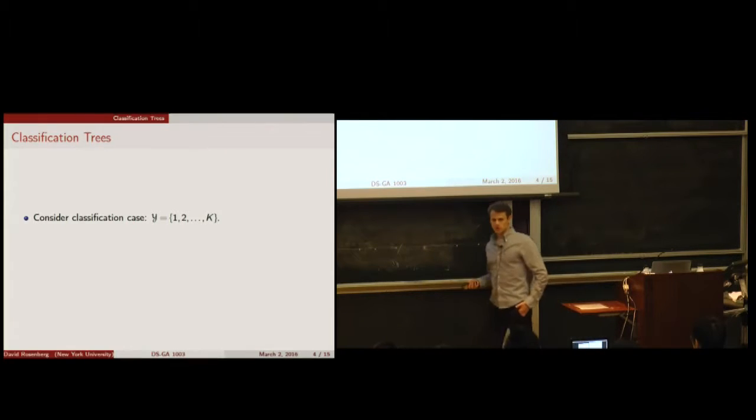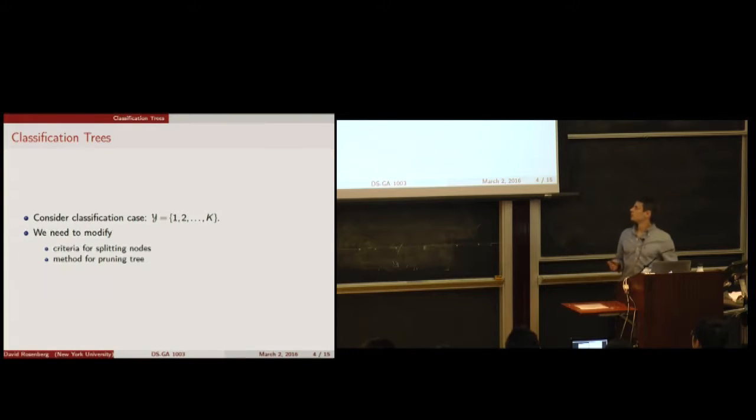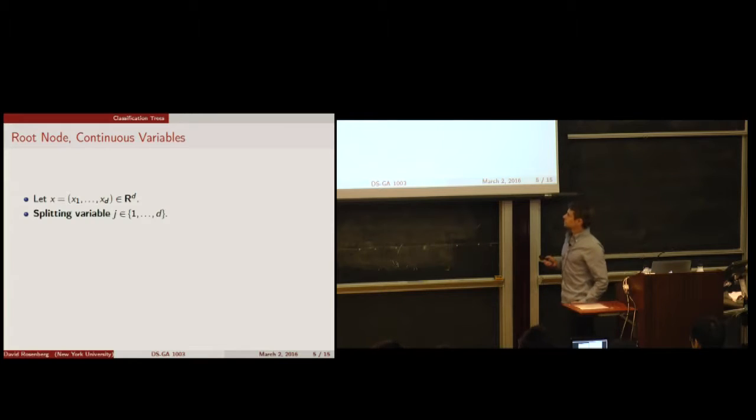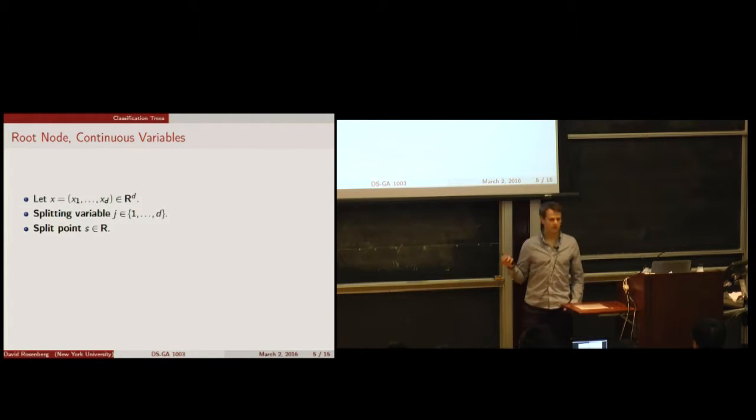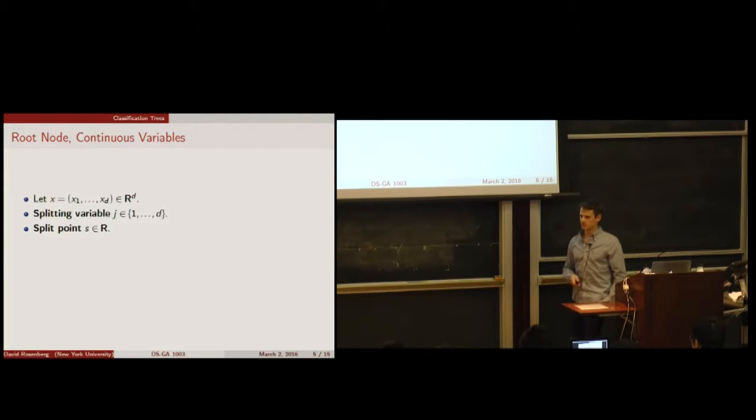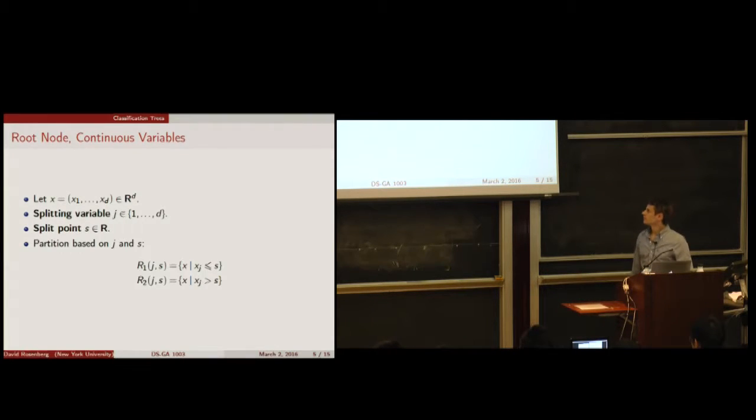It's no extra cost, really, to consider k classes as opposed to just binary classes. So we'll do a k-way classification tree. And let's consider a d-dimensional input space. And so our splitting variable is choosing one of these d variables to split on. And let's continue to consider real-valued features, so the split point will also be a real value. And then some notation. We had R1 and R2 for the region of the input space that's to the left of the split point and to the right of the split point.